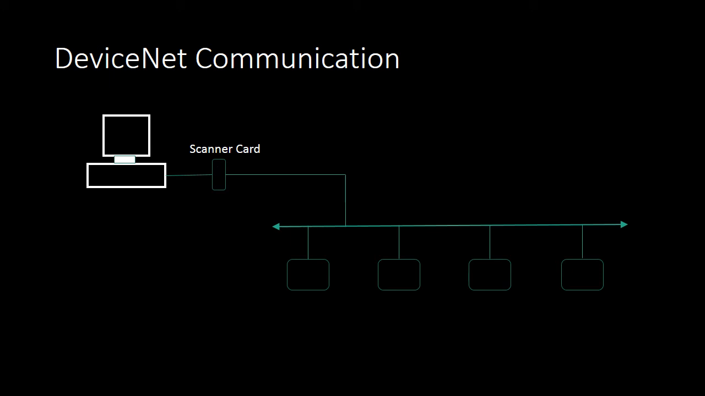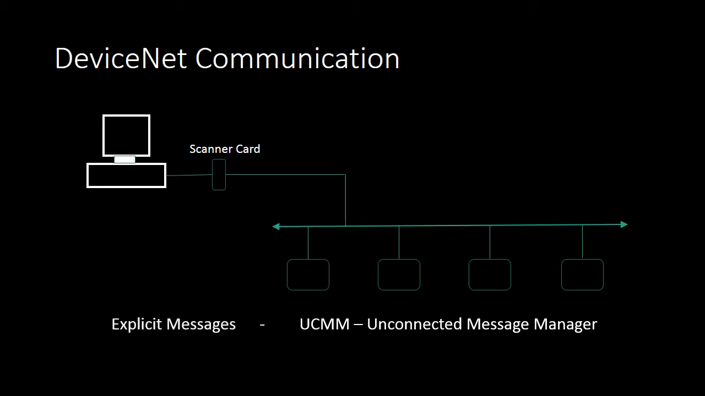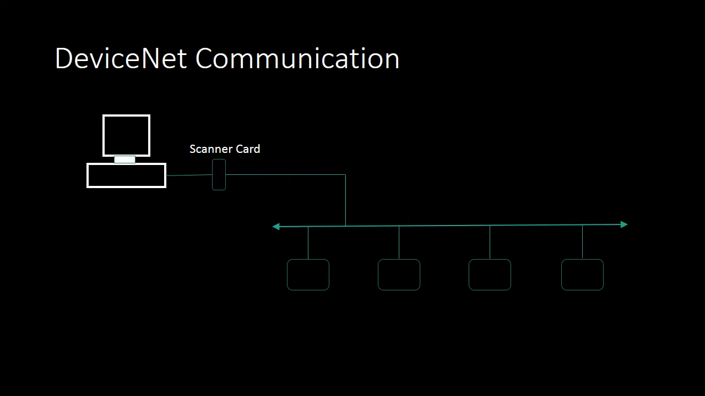DeviceNet requires a connection to be established before data can be exchanged between devices. Each DeviceNet node needs to use the Unconnected Message Manager, UCMM, which uses explicit message types to establish a connection, which will then be used for process data exchange on the network. Explicit messages are a kind of general-purpose message without priority, which are mainly used for setting parameters and configuration of devices.